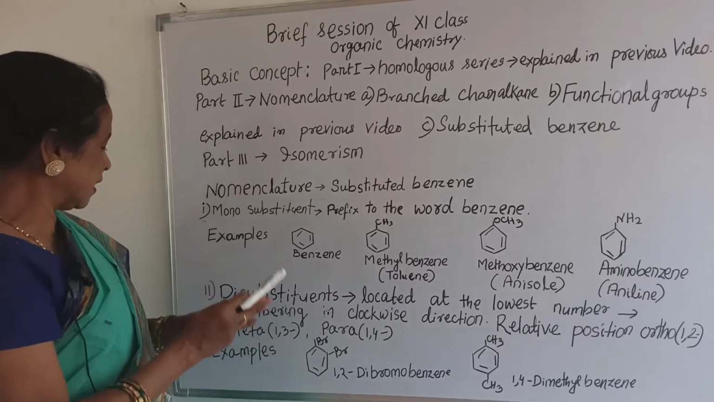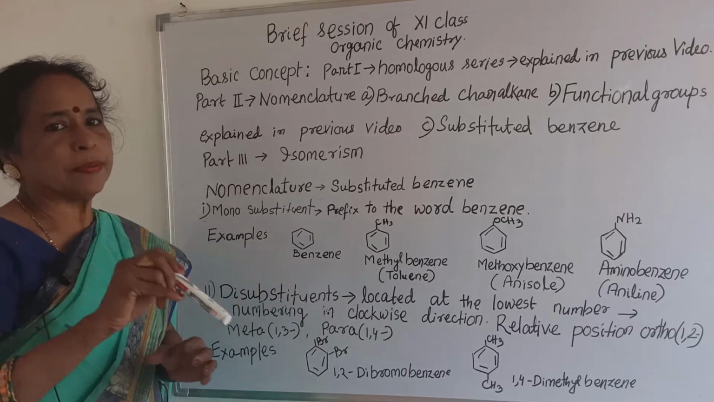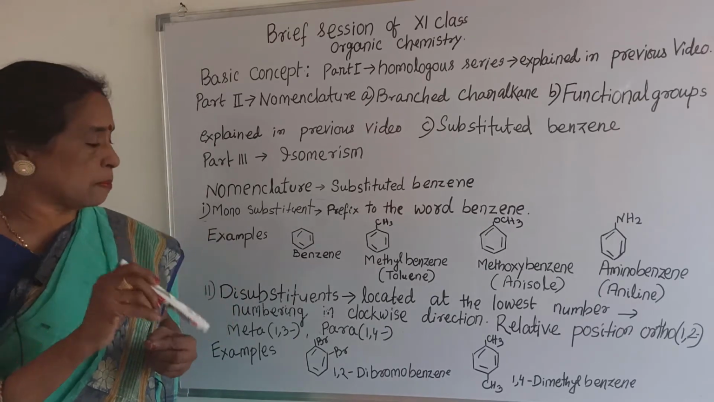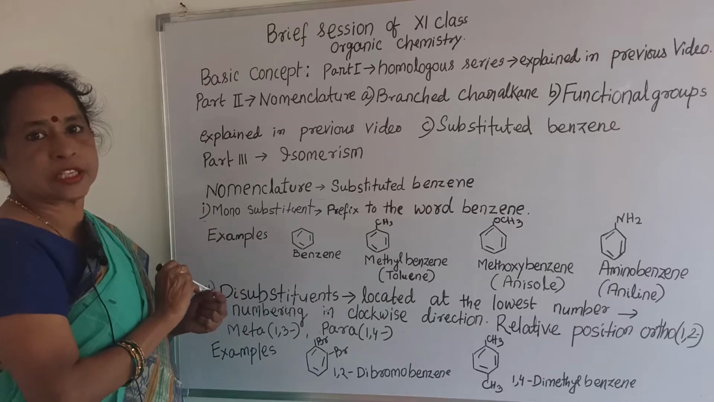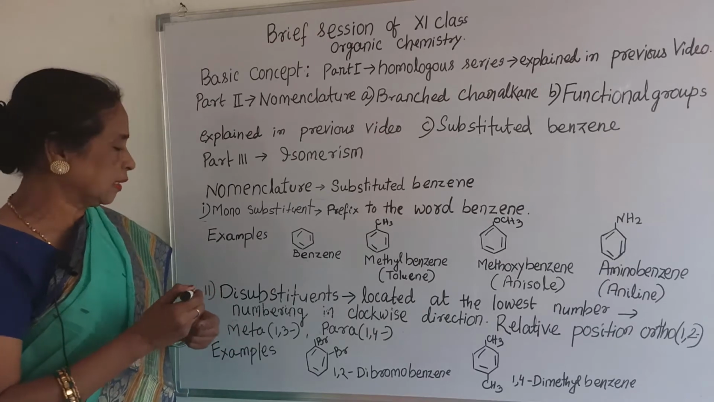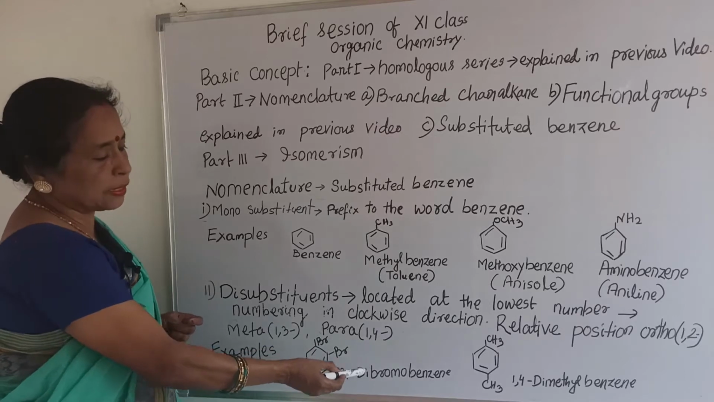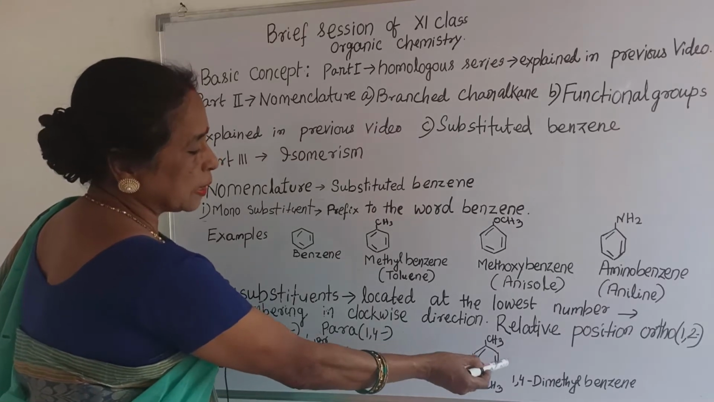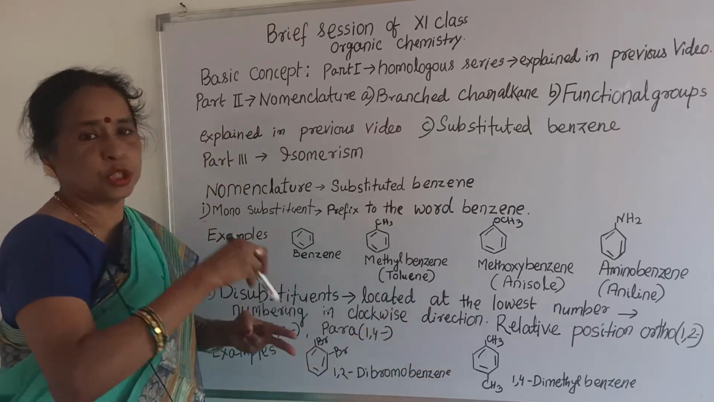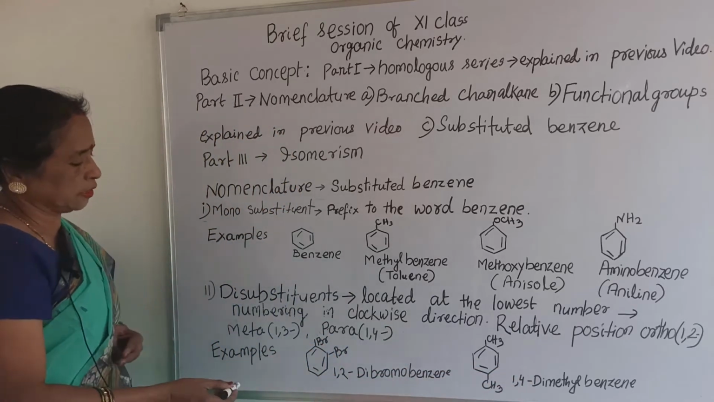So again, if it is monosubstituted, no problem, simply the substituent word is prefixed to benzene. And for disubstituted, we see the lowest location numbers in the clockwise direction. There are three types: 1,2 is ortho, 1,3 is meta and 1,4 is para. For example, 1,2-dibromobenzene, and 1,4-dimethylbenzene, because there are two methyl groups at position 1 and position 4.